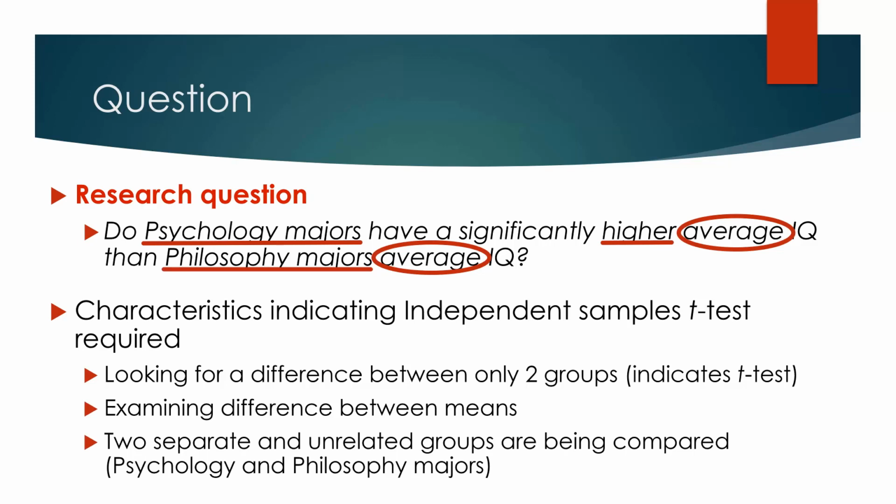And then lastly, you have two separate and unrelated groups being compared. You would know this from the context of the research, if this data is coming from two groups independent from each other, right? So our two groups we have here are psychology and philosophy majors. Okay, so again, we have two unrelated groups, and we're comparing their averages.